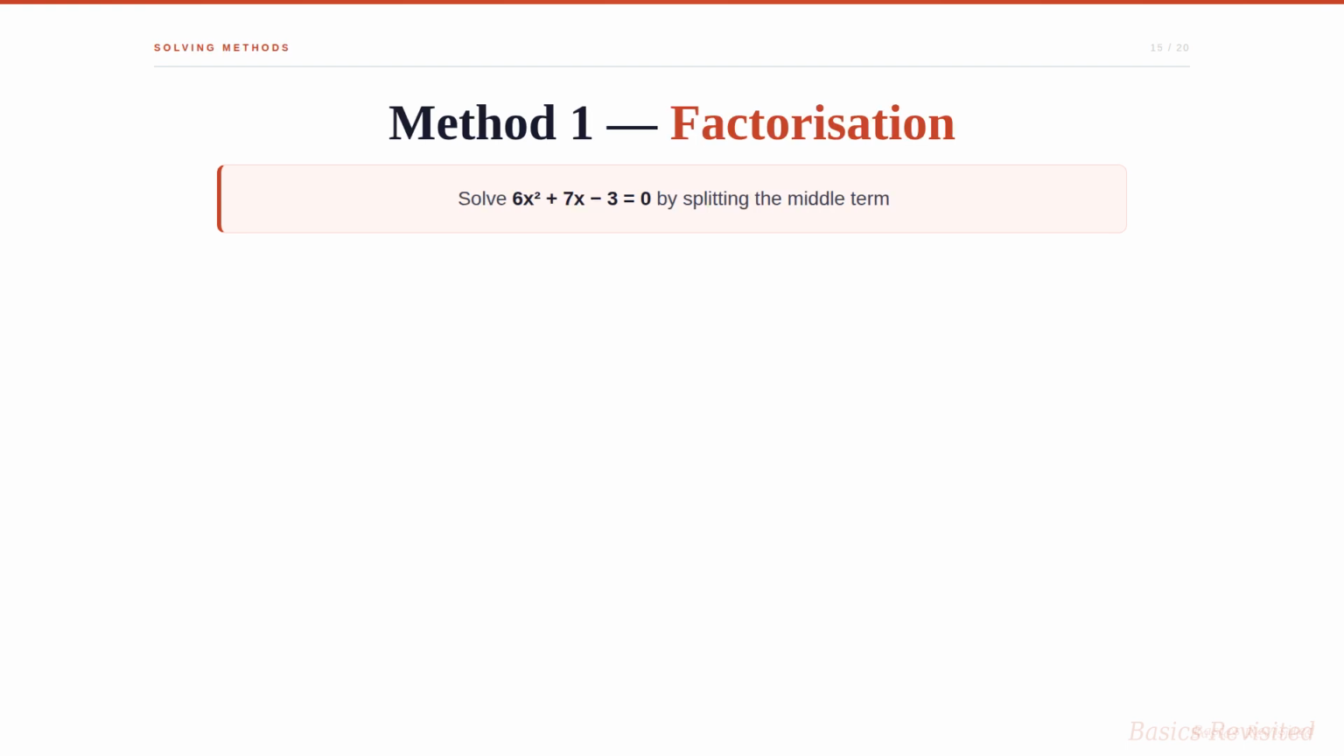Method 1 for solving: factorization by splitting the middle term. We solve 6x squared plus 7x minus 3 equals 0. Step 1. Find 2 numbers p and q, such that p plus q equals 7, and p times q equals 6 times minus 3, which is minus 18.